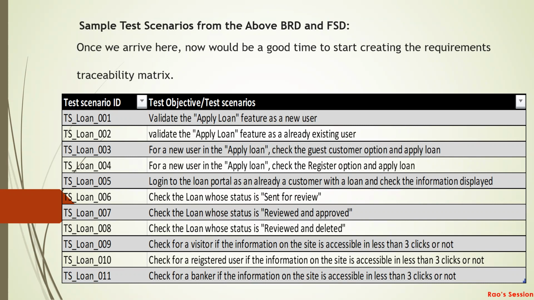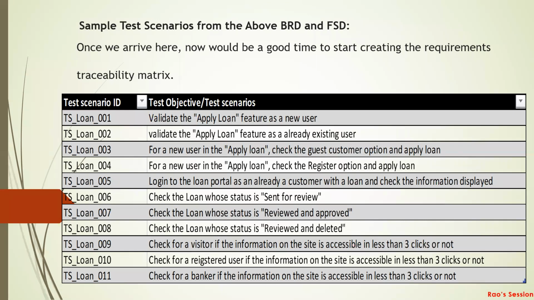Yes. And the second one is what? Existing user, right? Log in to the loan portal as an already existing customer with a loan and check the information displayed. And scenarios: check the loan whose status is sent for review, check the loan whose status is reviewed and approved, check the loan whose status is reviewed and deleted. From this second point, 1.2, how many scenarios are generated? Four.